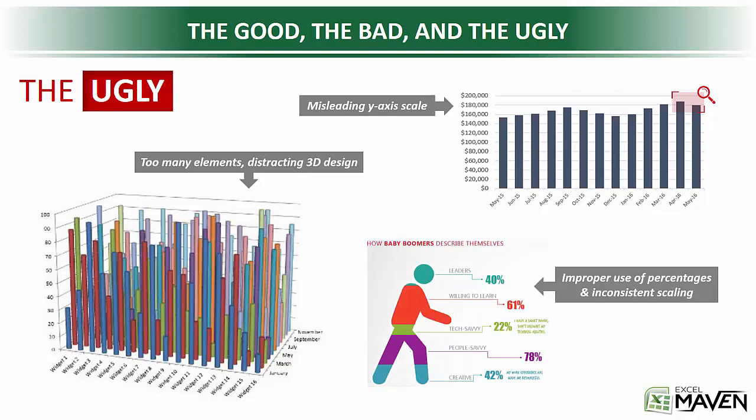Last but not least, or perhaps last and least, we have this infographic style visual, which uses improper use of percentages. They don't add up to 100%. On top of that, we've got inconsistent scaling. So somehow the 78% slice is actually thinner than the 61% slice. And in this case, the visualization actually does nothing but detract from the data itself.